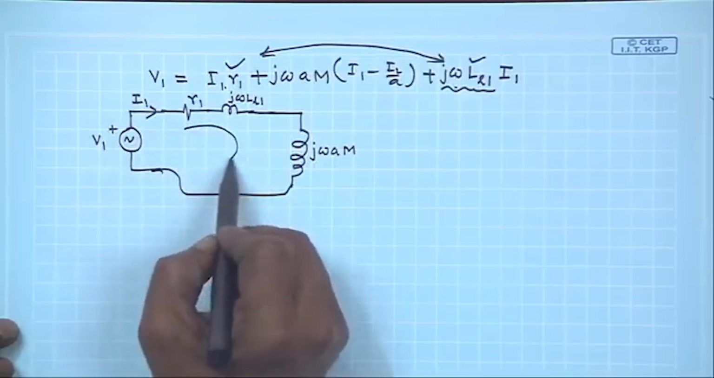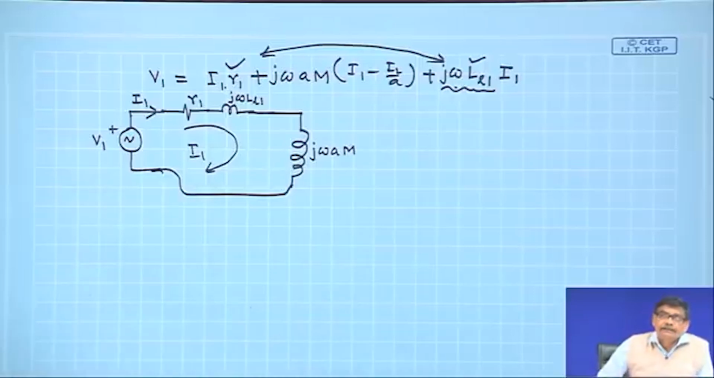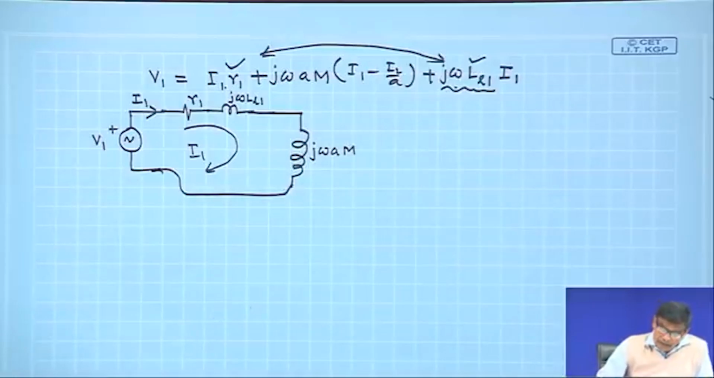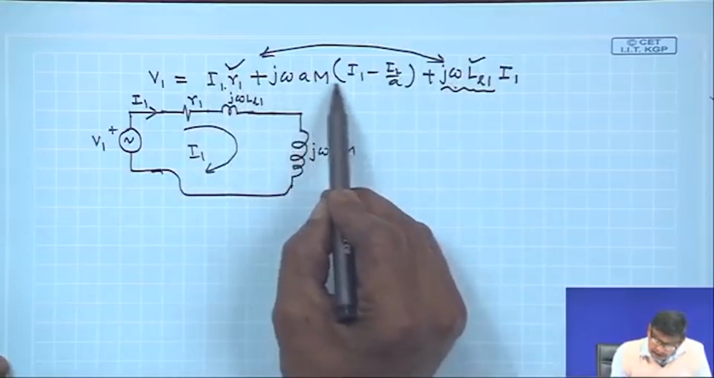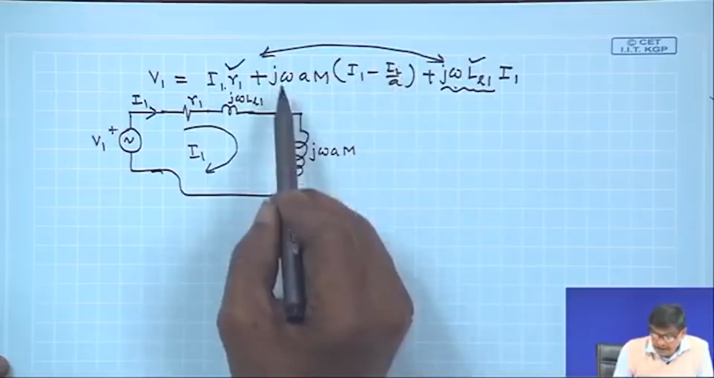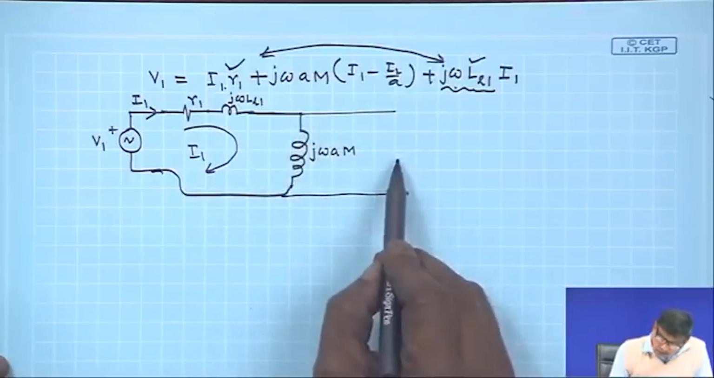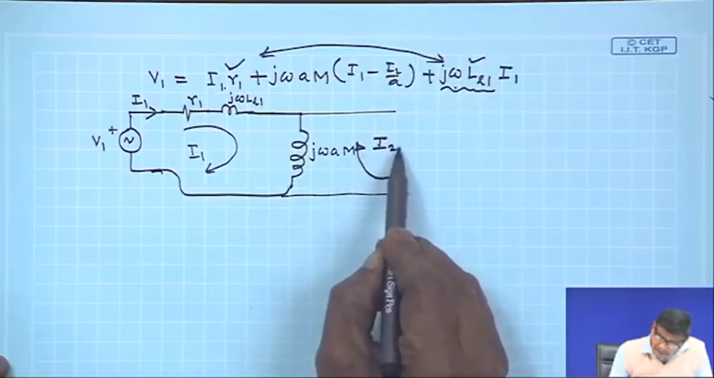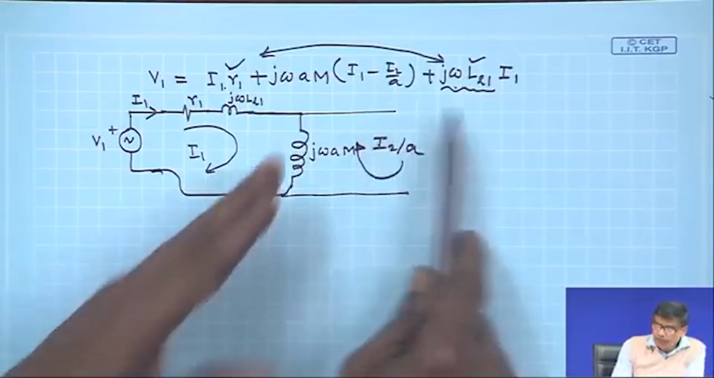So, this is I 1. Is it correct? If somebody says, okay, it means this. No, because of the fact, I have taken this term, j omega A m into I 1, that is fine, but there is a term minus I 2 by A into j omega A m. So, how to do it? What I will do, I will write I 2 by A here, and in this loop what is there I do not know.